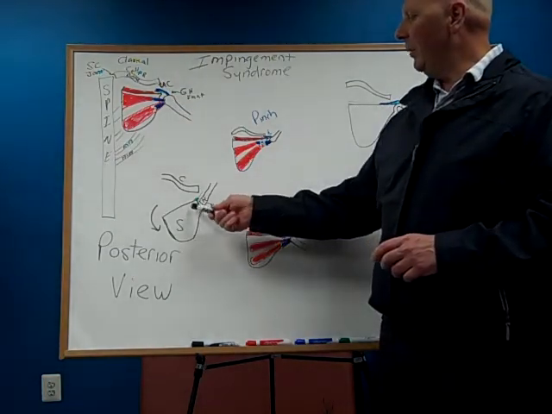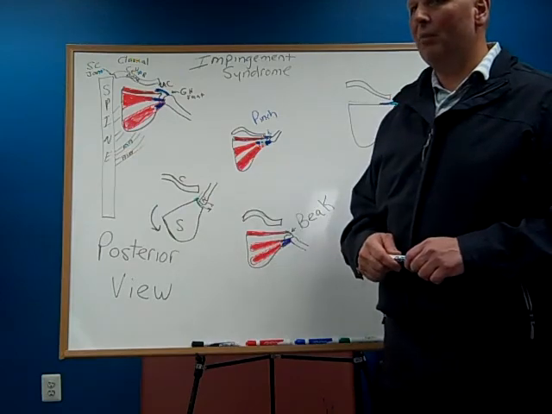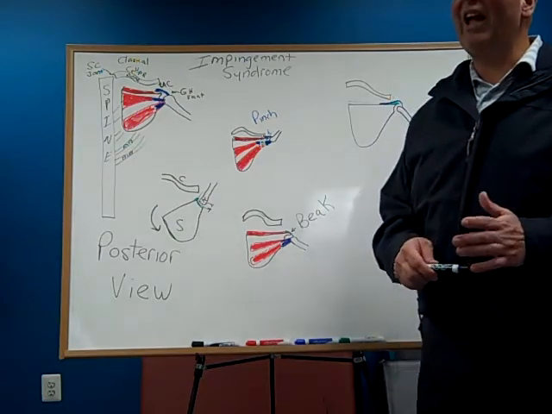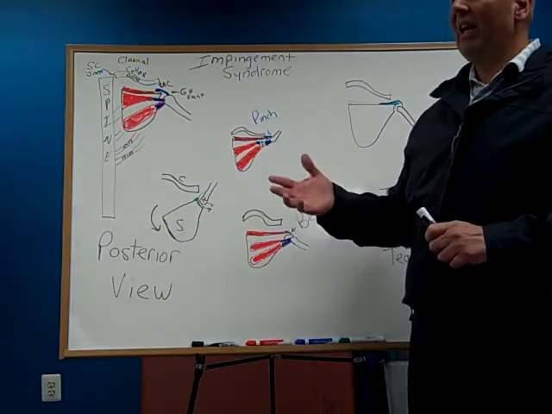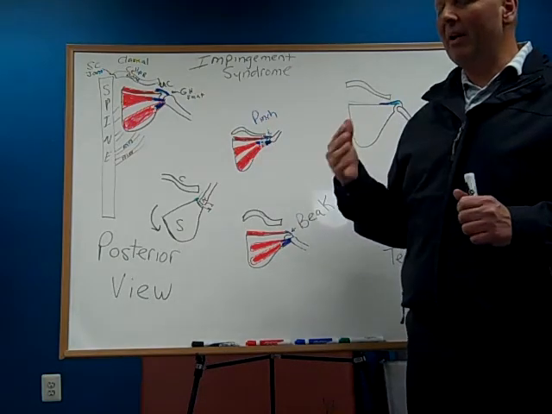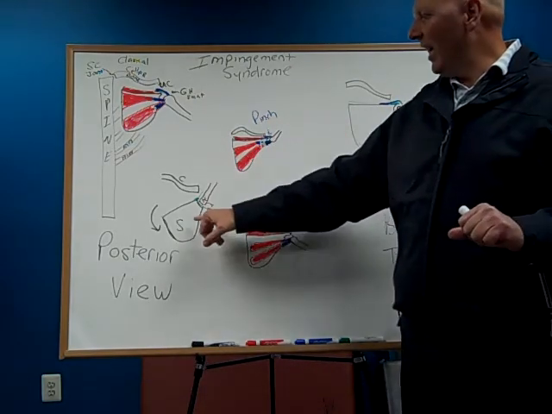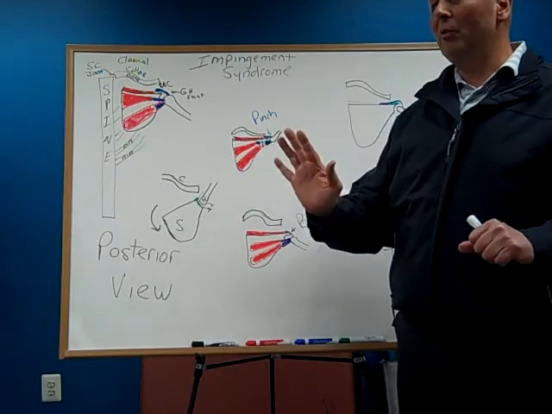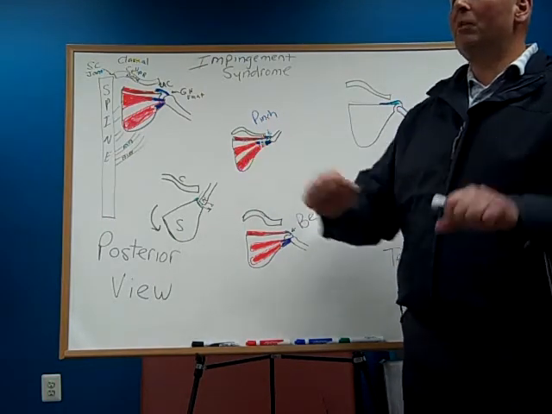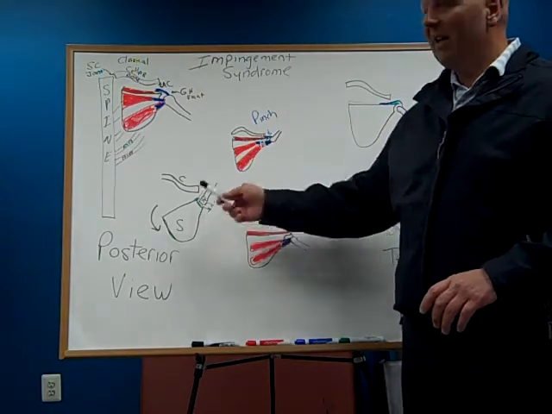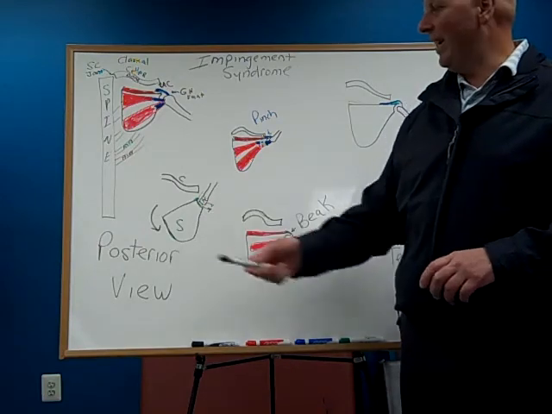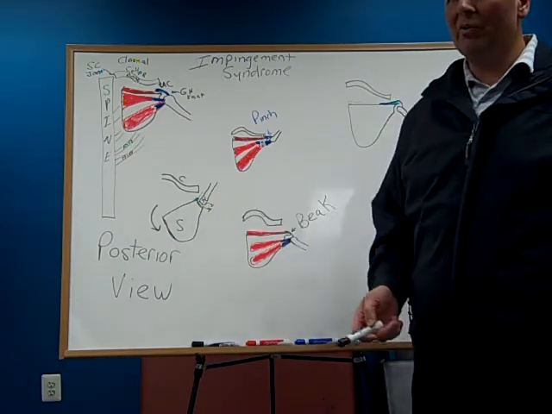How else can this be created? Well, if you're doing very heavy bench pressing and your back is being pressed down into the bench by the weight that you're lifting, and the scapula does not have freedom of movement, as you start to push up, you can actually cause an impingement syndrome because you're not allowing the scapula to move through its normal motion.